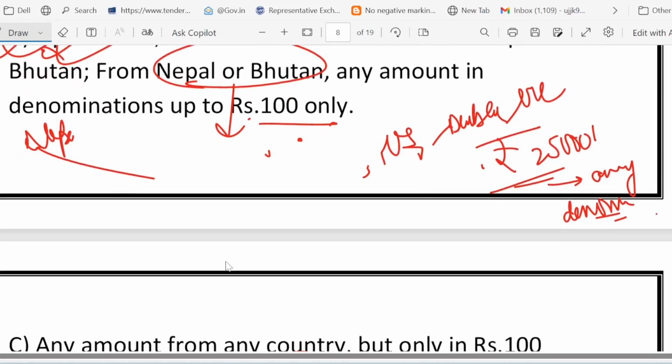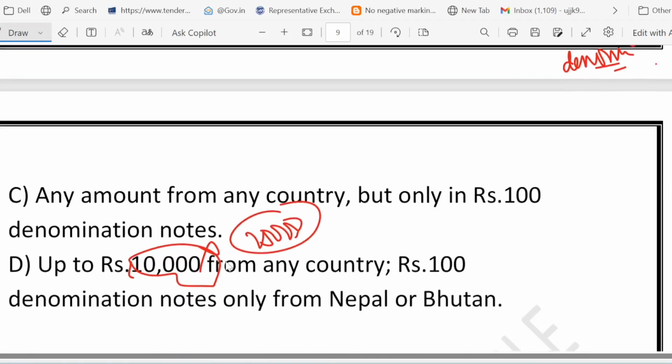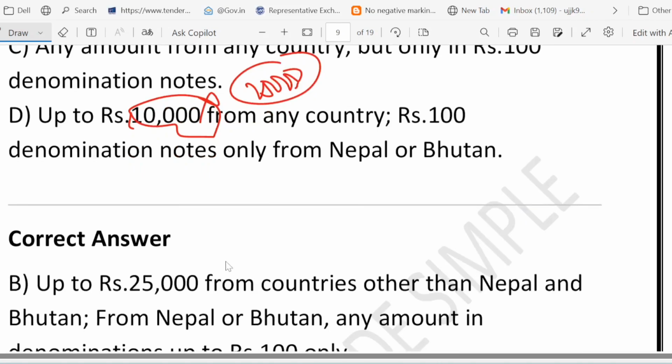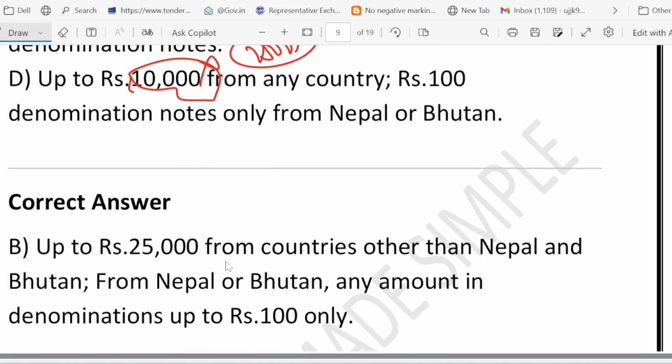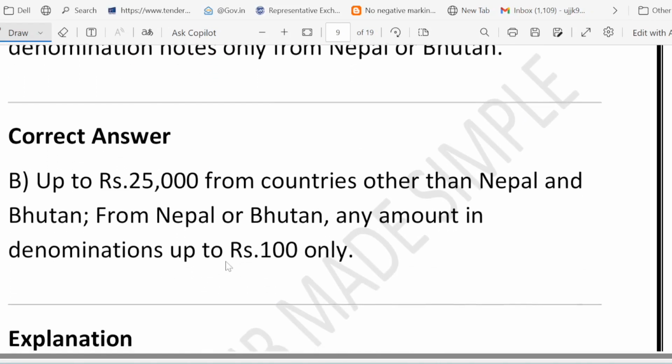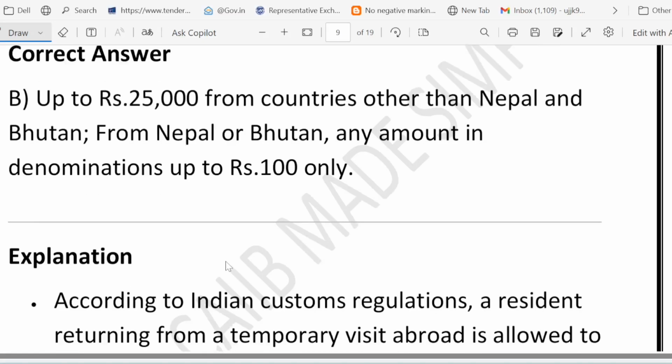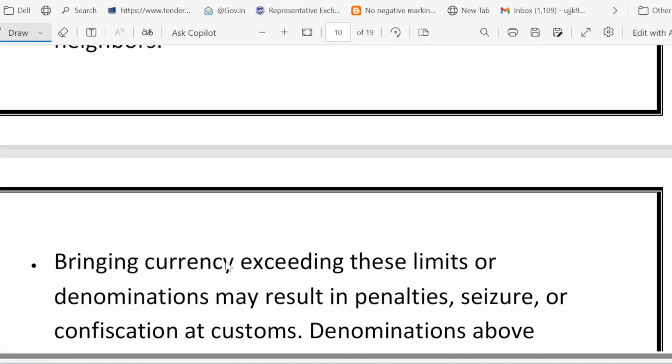From any country except Nepal and Bhutan, you can bring back up to 25,000 rupees. From Nepal or Bhutan, you can bring any amount, but only rupees 100 notes or smaller. Higher denomination notes like 500 rupees or 2,000 rupees are not allowed from Nepal and Bhutan. Right? So many people think that 25,000 applies everywhere. But remember, Nepal and Bhutan are the exception. I hope this answers your question. Now, let's have a look at the next question.